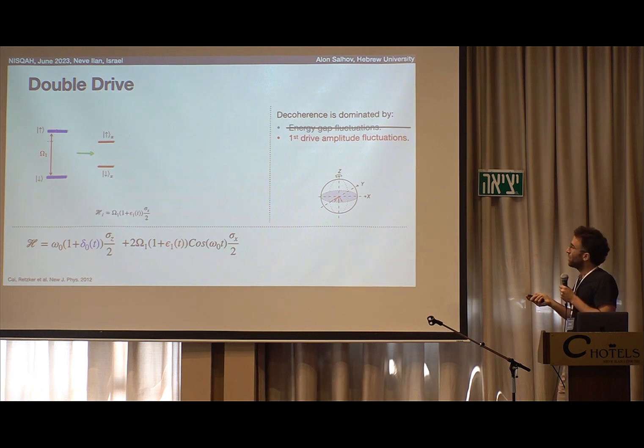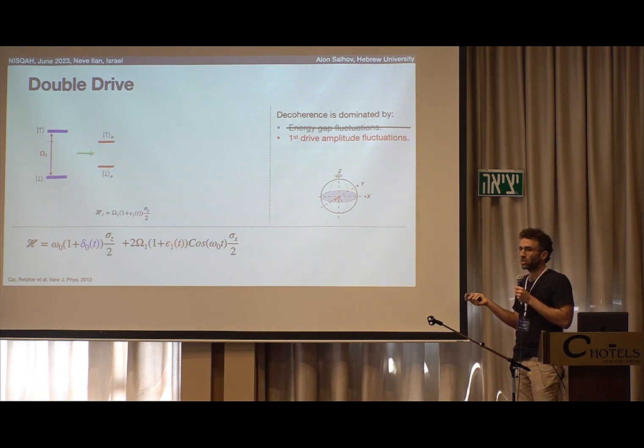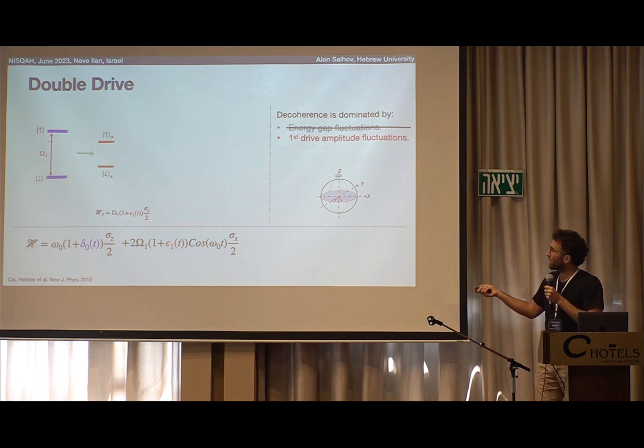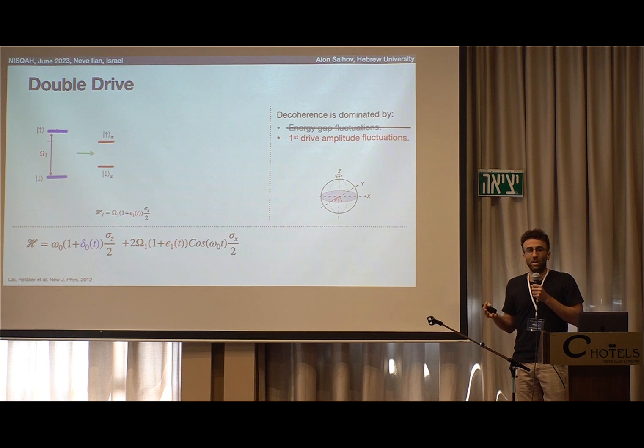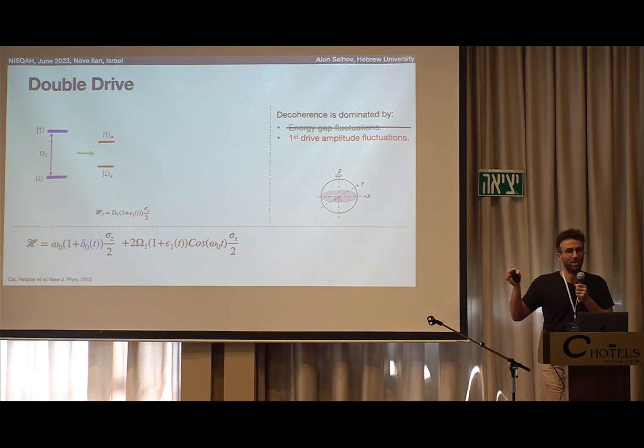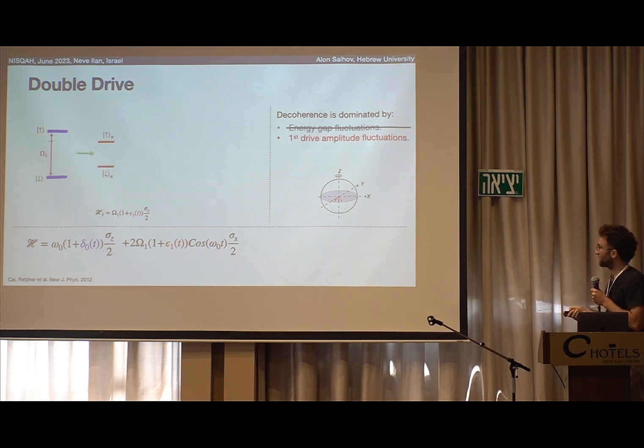And to see that, we move to the dressed state picture. This is an interaction picture where the Hamiltonian looks like this. And here it's very clear why decoherence is dominated by amplitude fluctuations. This is exactly the same Hamiltonian up to changing x and z.